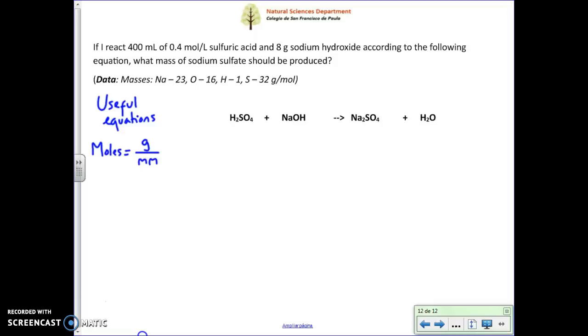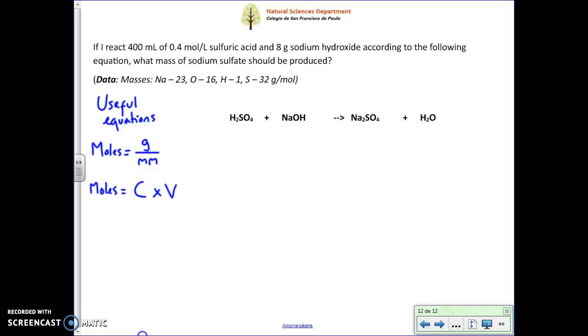In this question, which is slightly more difficult, I've got information about concentration and volume. How can I work out moles? All I need to do is the concentration multiplied by the volume. But because the concentration is in moles per litre, what must my volume be? Litres as well. My question is in millilitres, so all I need to do is change that.